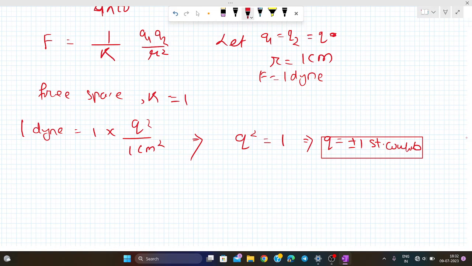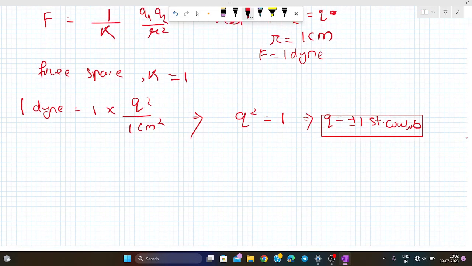You can also define one statcoulomb as that amount of charge which when placed from a similar charge 1 centimeter apart in free space will repel with a force of 1 dyne. Similar to how I defined 1 coulomb, you can define also one statcoulomb, but here the distance is 1 centimeter and the force will be 1 dyne. There the force will be 9 into 10 to the power 9 Newton.